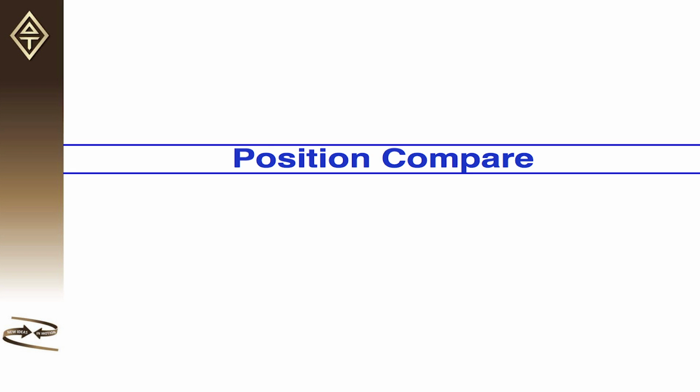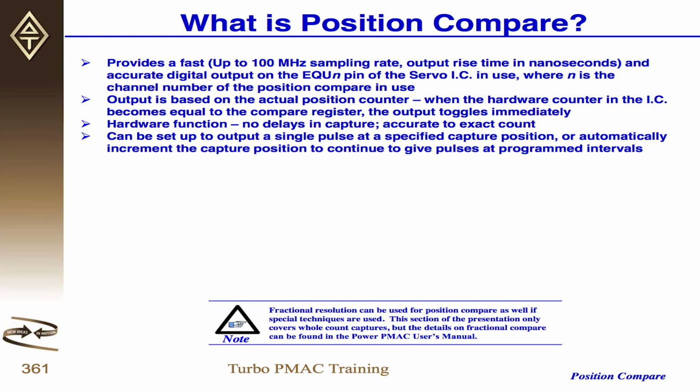Next up, we're going to be talking about position compare. Position compare is a very high speed, up to 100 megahertz sampling frequency with some nominal output rise time. It's an output that is toggling, triggering, typically based off of the motor position. So, if you want to record data or turn on a laser, generally, if you want to interface the PMAC with some other device and make sure you trigger something on the other device at a very precise moment, the position compare and the related EQU output pin is going to be generally what you'll want to use.